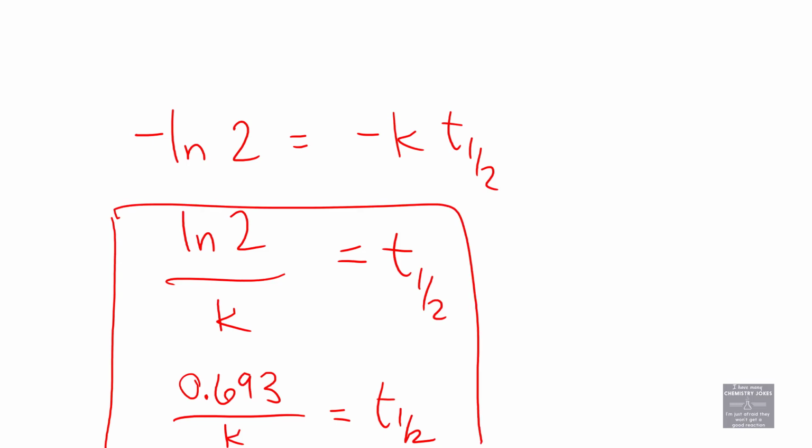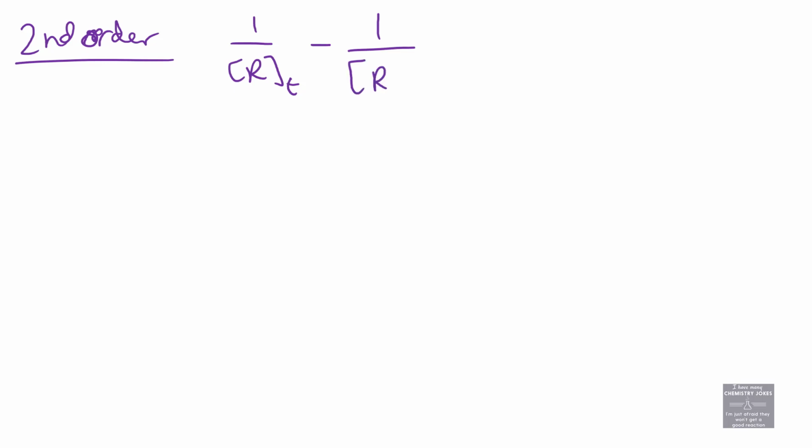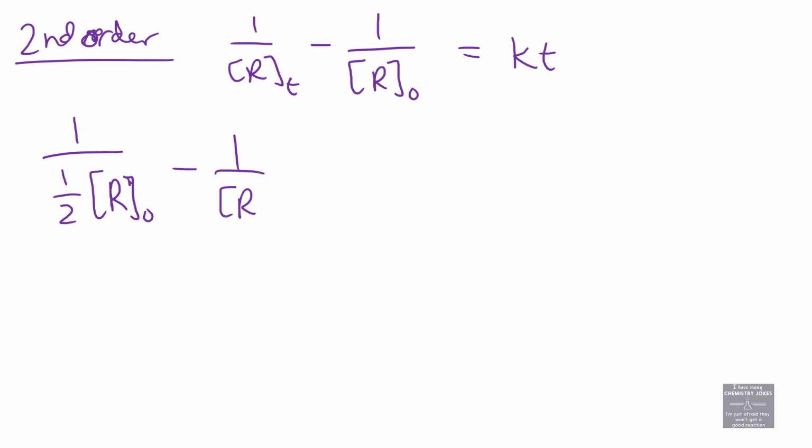That's first order. Up next, second order. Lather, rinse, repeat. The second order concentration time equation is 1 over R at time t, minus 1 over R at time 0, equals positive kt. So the half-life is the time when Rt is 1/2 of the original. So 1 over 1/2 R0 minus 1 over R0 equals positive kt.